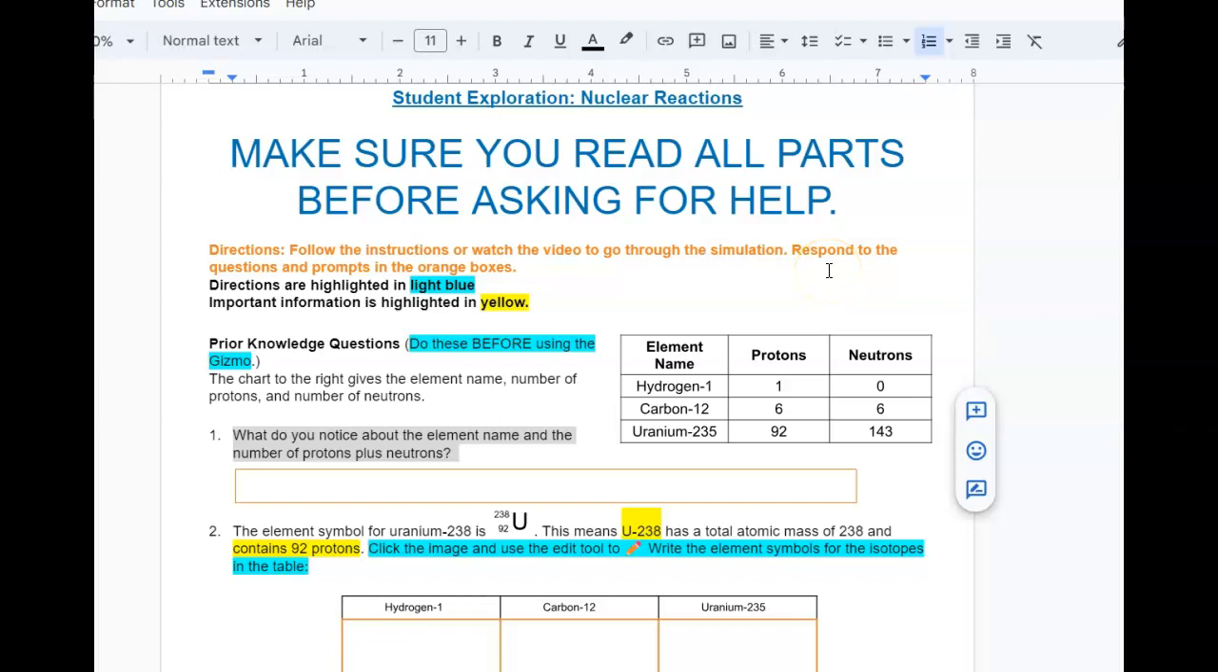So you're ready to begin. Before anything, we're going to do the prior knowledge questions first. Don't even launch the Gizmo yet. Let's just work through the prior knowledge questions.